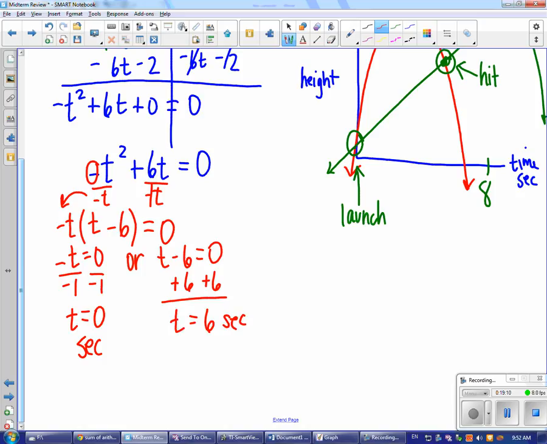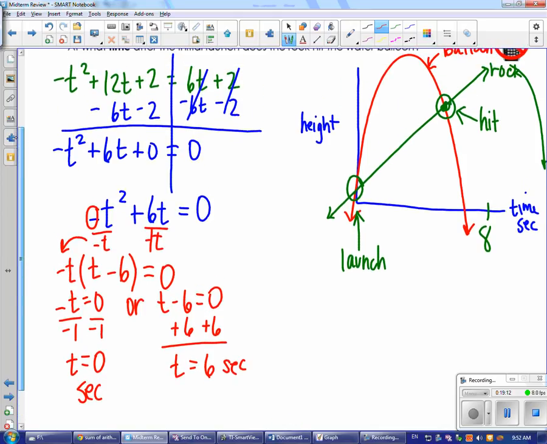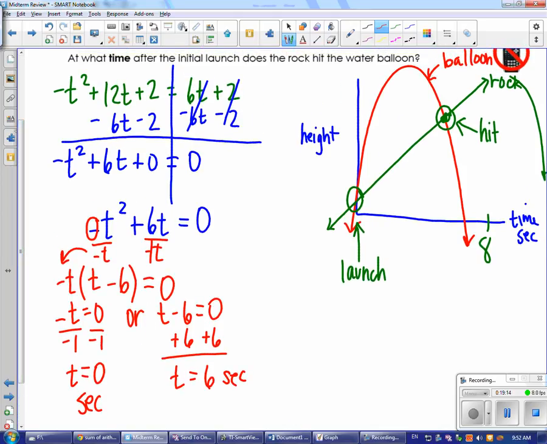So notice that I have two solutions here. Well, that kind of makes sense because there are two places where my rock and my balloon collide. There's going to be at the initial launch, and that's going to correspond to the t equals 0 seconds. And then there's going to be this point here, which corresponds to 6 seconds, which makes sense because they shouldn't hit beyond 8 seconds, since 8 is the domain for my rock.